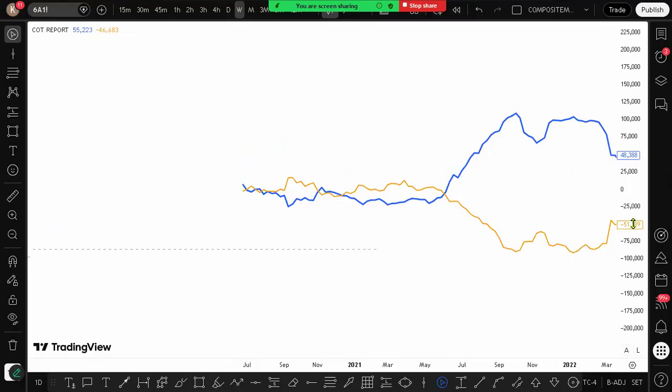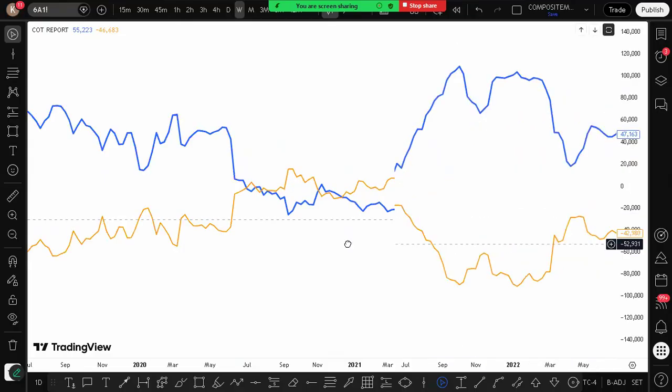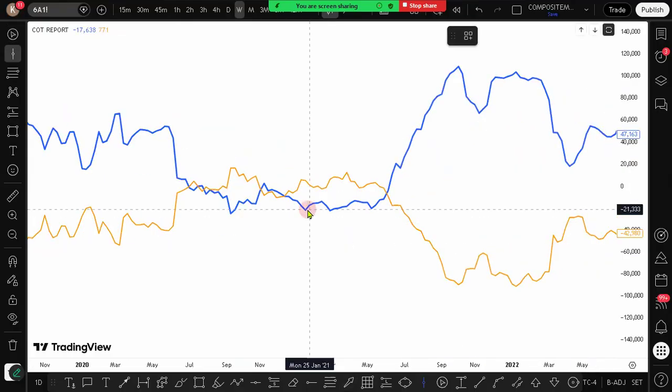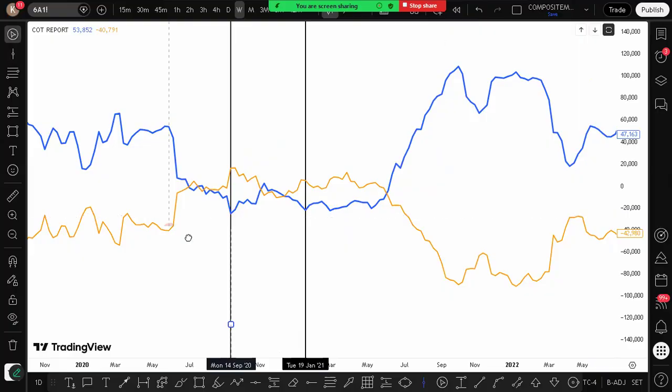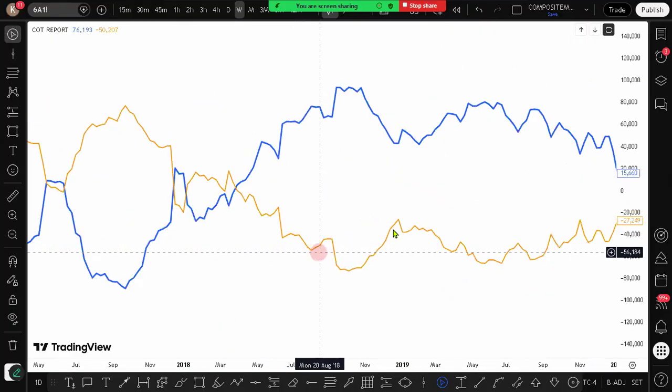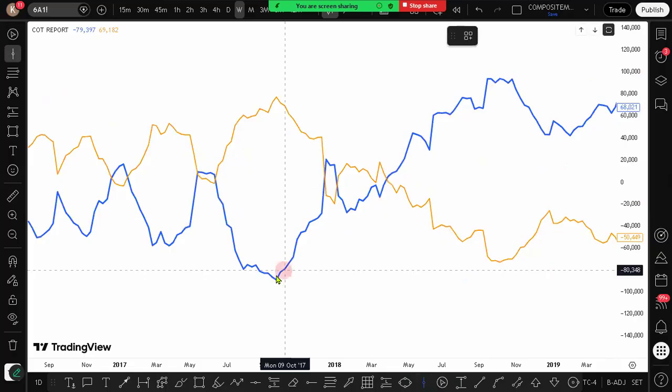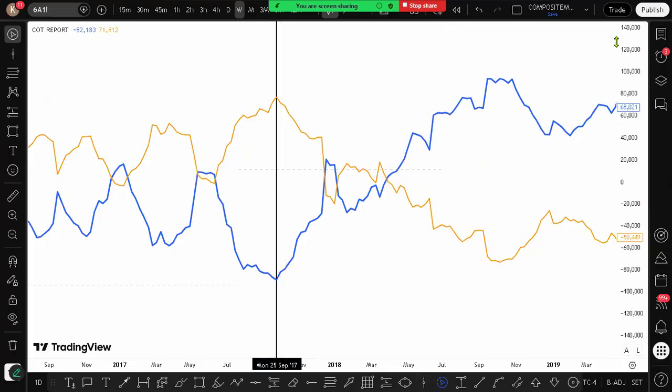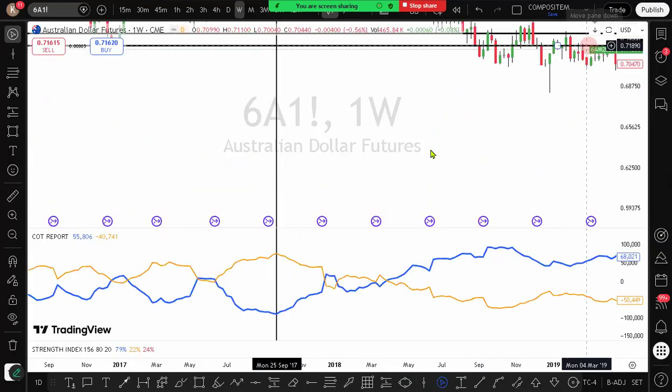Where else do we get the same? You can see here, commercials getting more bearish. We can look at even here, commercials getting bearish. We can go back and look at this, commercials getting even more bearish here. And if I bring in the market, you're going to see the market has to fall.